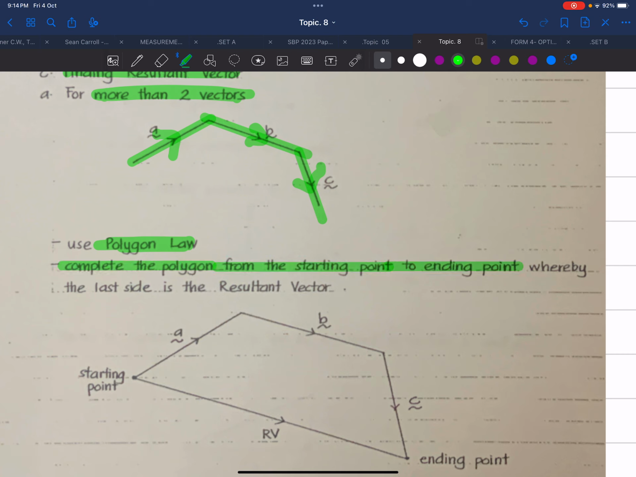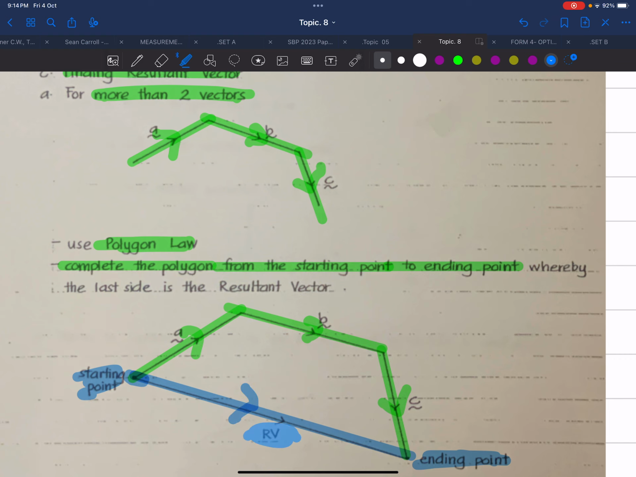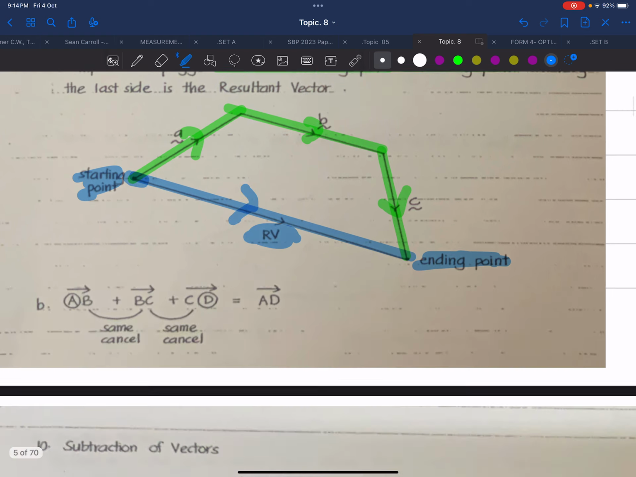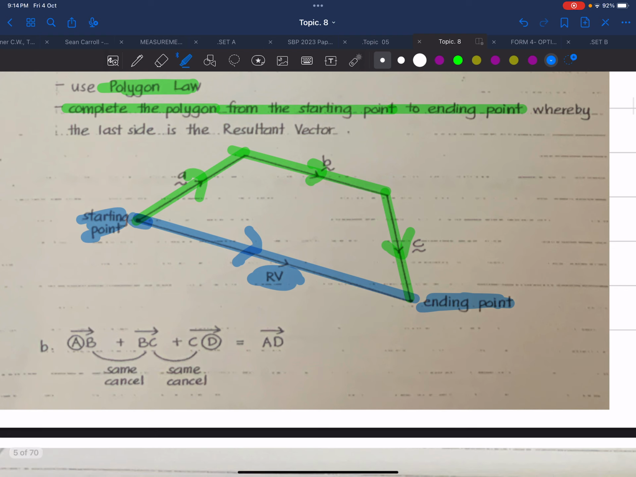Okay? You watch, this was the vector A, this was the vector B, and this was the vector C. So the resultant vector, you start from the starting point, and then you go to the ending point. From the starting point to the ending point, this is our resultant vector. Okay? We also can do this in terms of algebra. You see, vector AB plus vector BC plus vector CD.